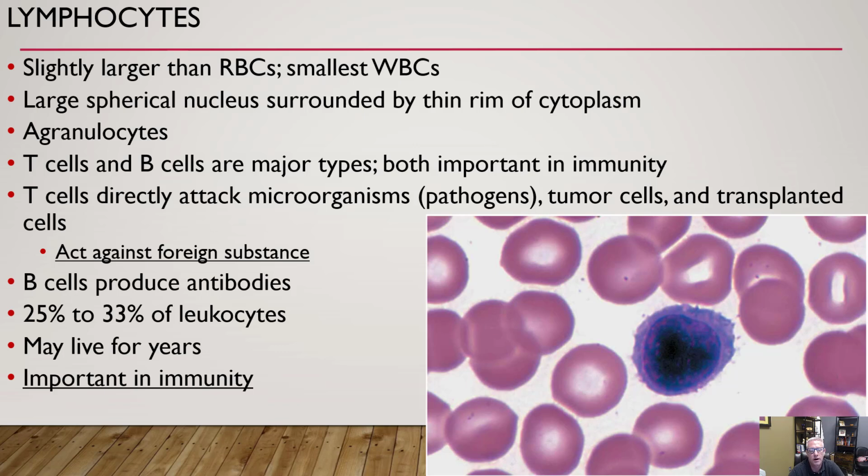We'll talk about memory cells, so that when you encounter a virus or a bacteria, you will produce memory cells, so that if we're exposed to the same type of virus or bacteria, we'll have those memory cells that can be activated, so that it won't take as long to start fighting off the infection for subsequent infections. And so these are very important for immunity.